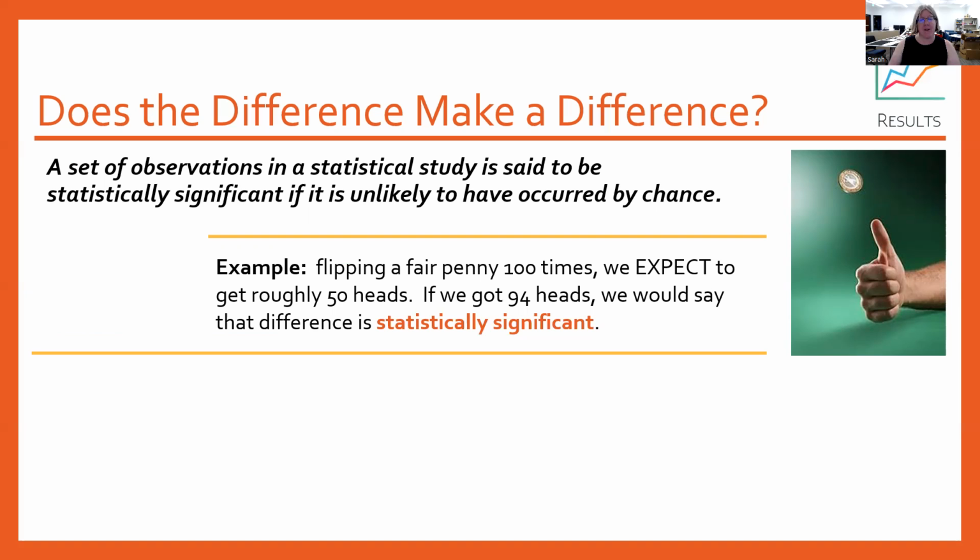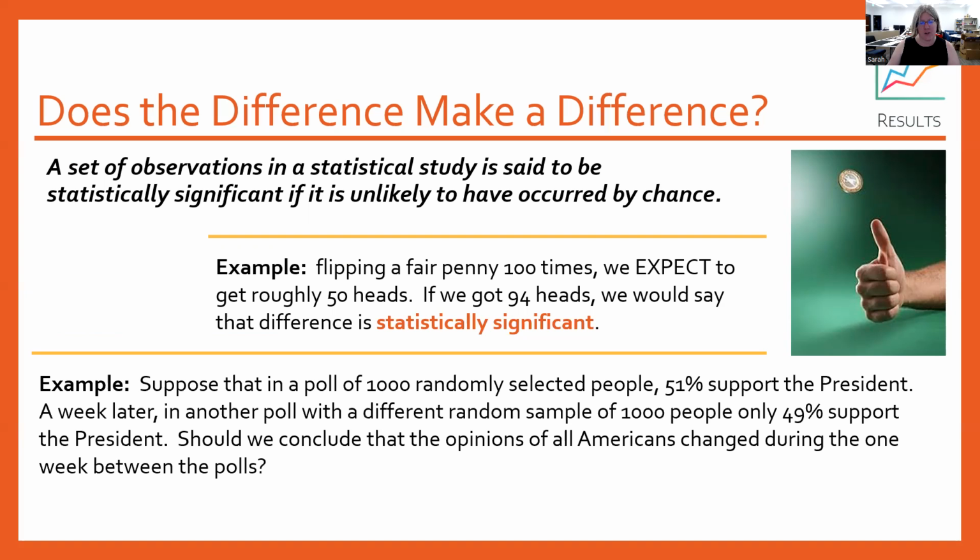So, for example, if I flip a fair penny 100 times, I would expect to get roughly 50 heads. If I got 94 heads out of 100, I would say that there is something wrong with this coin, and those differences or that result is statistically significant.